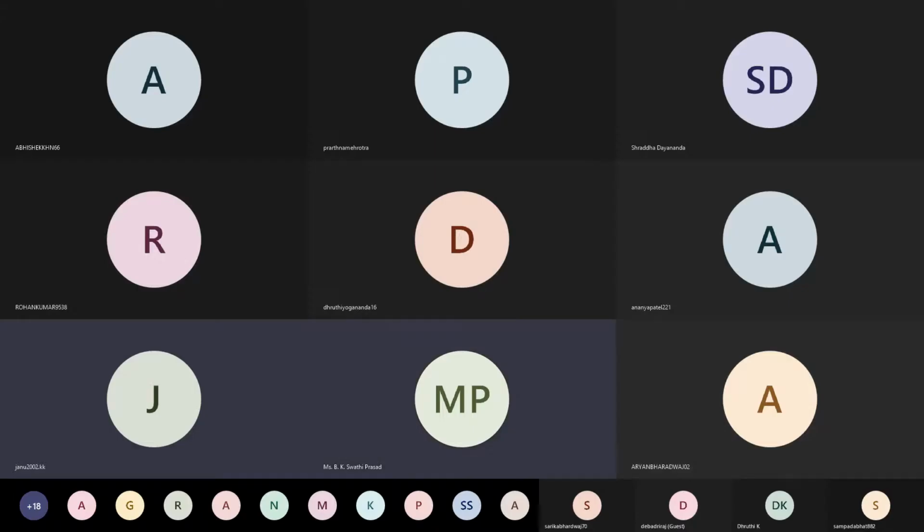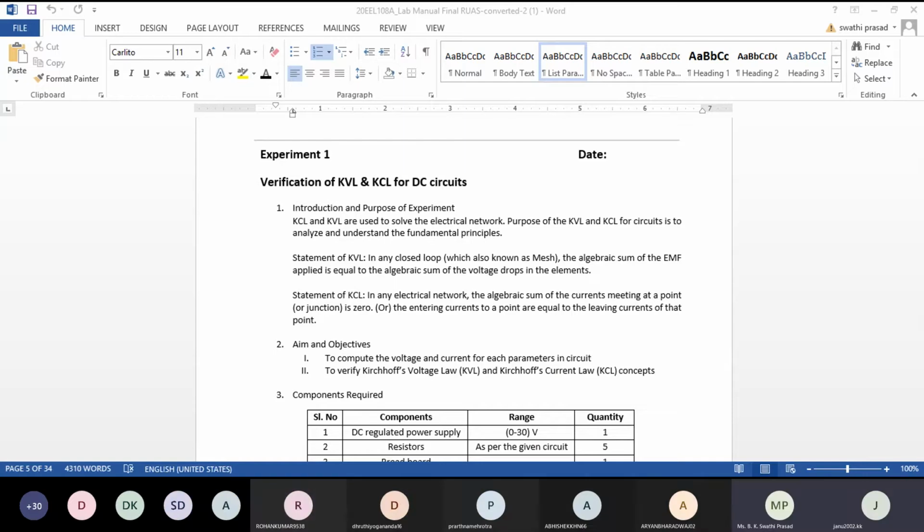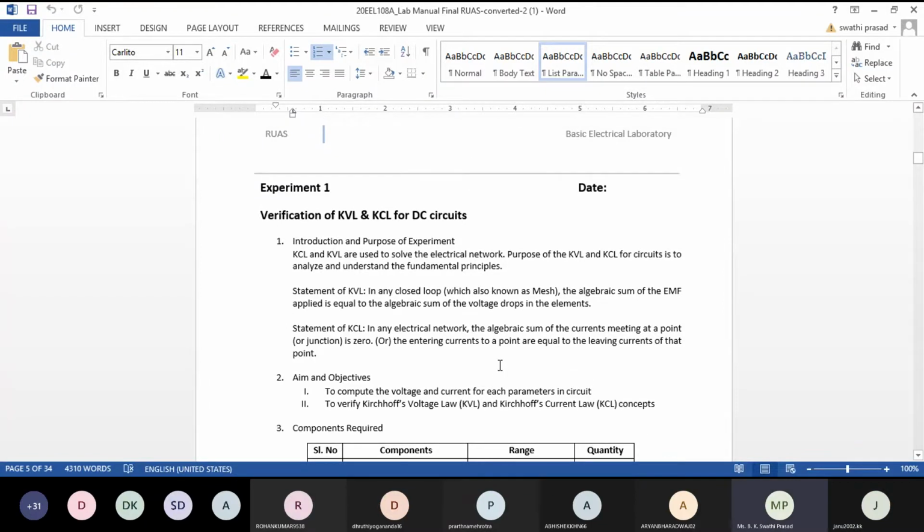So all of you can see the lab manual there, isn't it? Yes. So can you all see that the first experiment is the verification of KVL and KCL for DC circuits. All of you have done that observation, that Ohm's law thing. Verification of Ohm's law is done by all of you students.